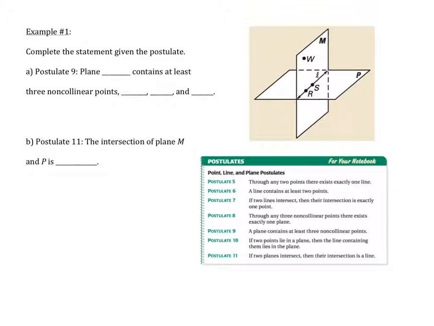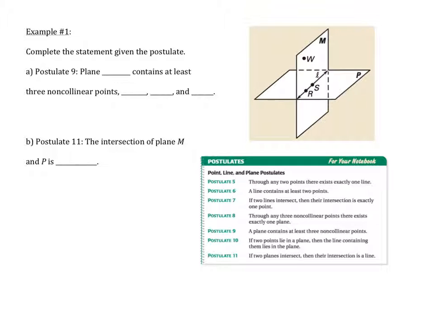Number 1, complete the statement given the postulate. So part A, postulate 9: plane blank contains at least three non-collinear points, blank, blank, and blank. I just took the graphic from the previous slide and copy and pasted it right here for us to refer to as we're doing these problems. Postulate 9 says a plane contains at least three non-collinear points. So knowing this and referring to our diagram up here, we can then fill in the blanks.